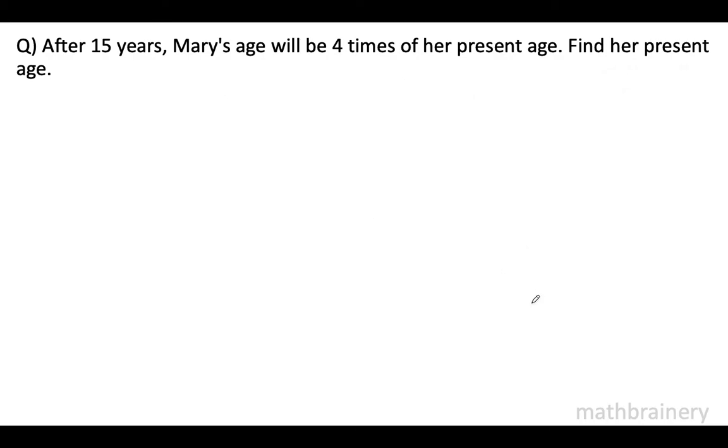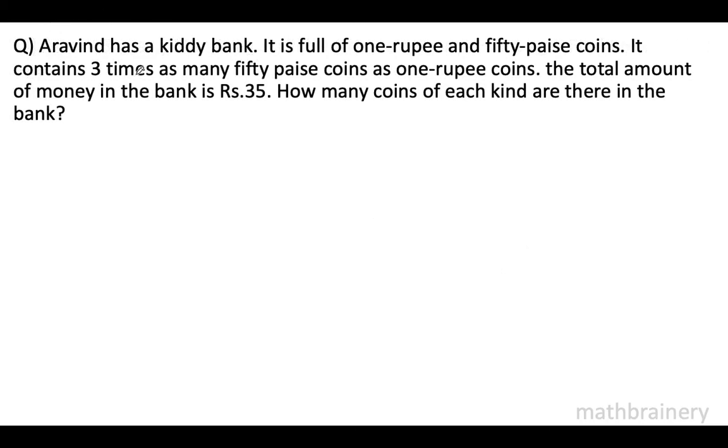Let's look at the next question. Aravind has a kiddie bank. It is full of 1 rupee and 50 paise coins. It contains 3 times as many 50 paise coins as 1 rupee coins. The total amount of money in the bank is 35 rupees. How many coins of each kind are there in the bank?